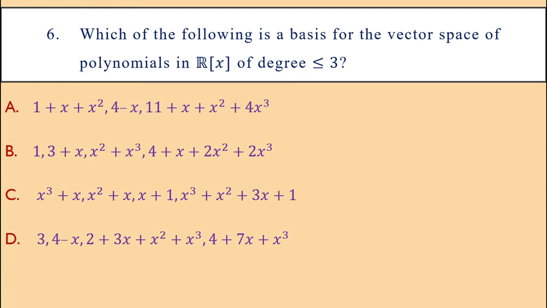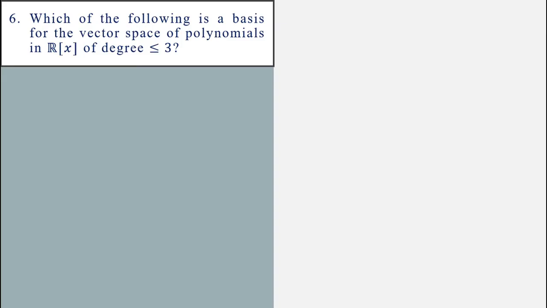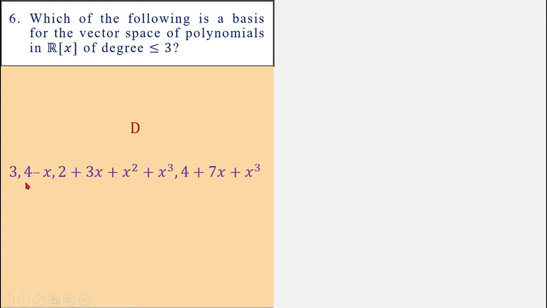See, the vector space of polynomials in Rx of degree less than or equal to 3 means it is P3. We know that the dimension of P3 is 4. So any basis should contain exactly 4 vectors. And here the correct option is D. The vectors in the basis of P3 are 3, 4 minus x, 2 plus 3x plus x square plus x cube, 4 plus 7x plus x cube.